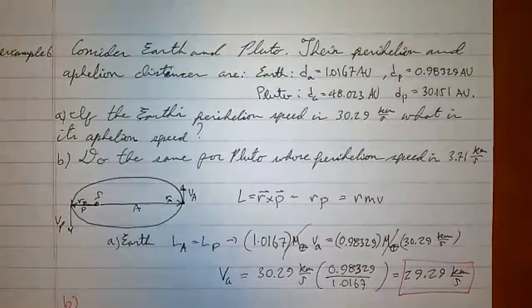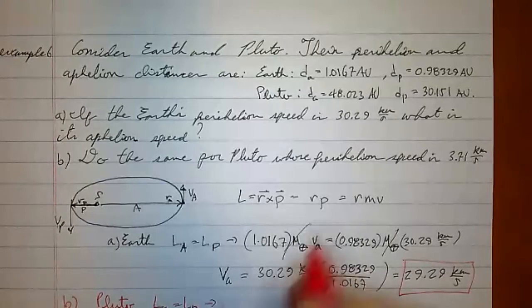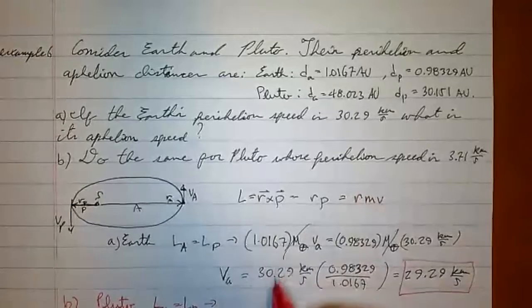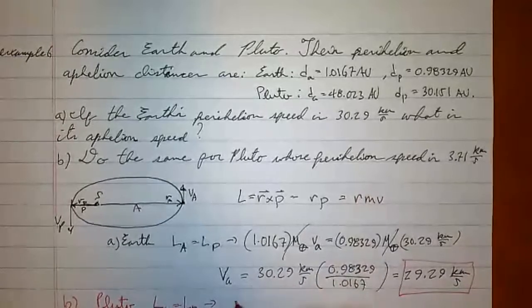Do the same thing for Pluto, which of course is no longer a planet, but still LA equals LP. We're going to get, in this case, a much more drastic effect. So we're going to have 48.023. That's the distance times the mass of Pluto, which I'll just call MP, times the velocity that we don't know.